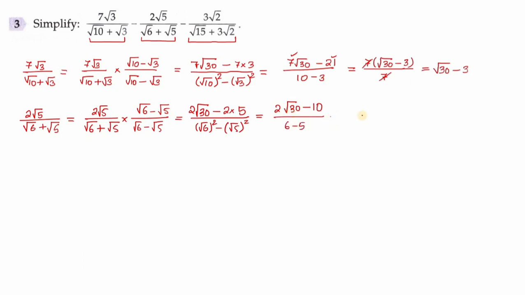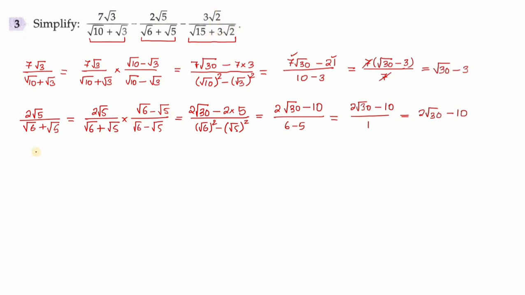What is 6 minus 5? It is 1. So we have 2 root 30 minus 10 whole divided by 1. If you have 1 in the denominator, we need not write that. So it is 2 root 30 minus 10. This is the simplification of the second term.